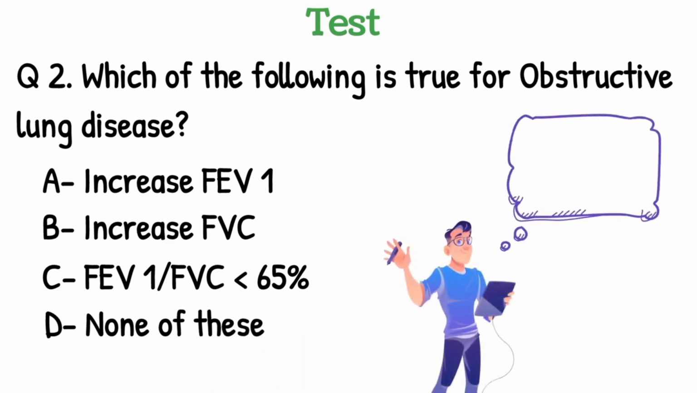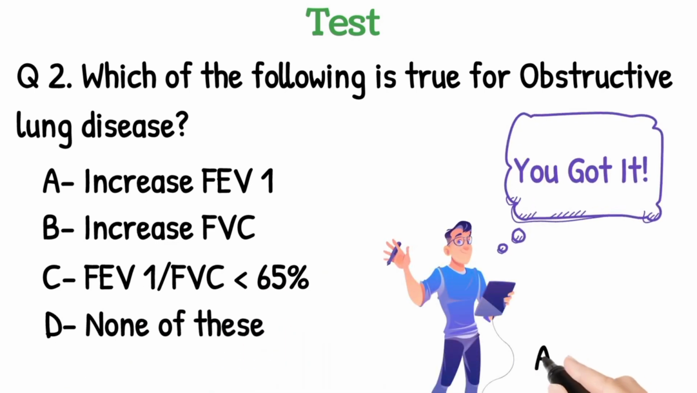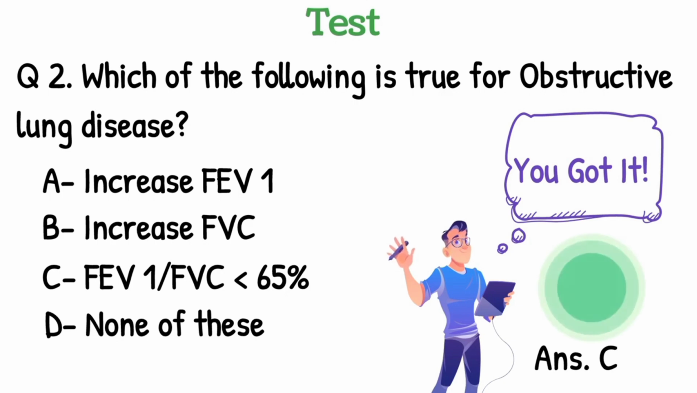I know you have got it. When you recall the lecture, you will get to know that the correct option is option C, ratio of FEV1 to FVC less than 65%.